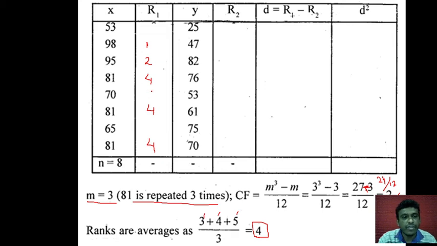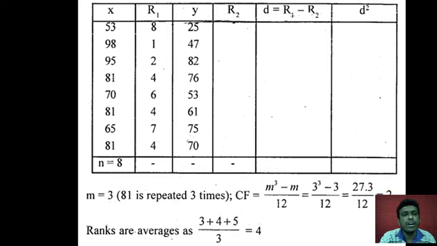Sixth rank will be given to this person, seventh rank this, and eighth rank for this person. So this is how we calculate average ranks and correction factor. I hope you have understood this. So next, these are the ranks we have given. The next thing we are going to do is ranks for Y. Again, there is no problem, there are no ties in this, so you can give the ranks.